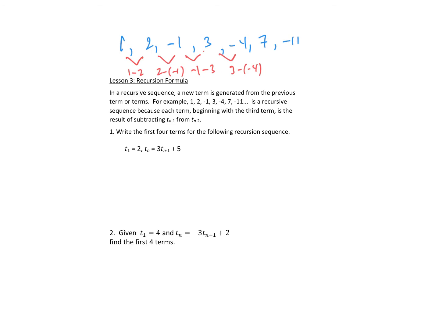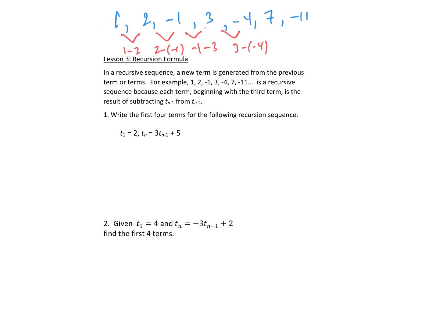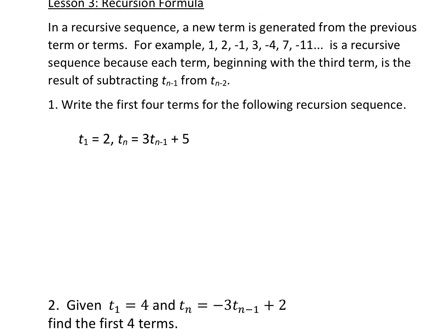When you get a recursive sequence, they will always give you the first term. So t sub 1 is the first term in that sequence. And then it will give you a formula to find the next term. This question wants us to find the first 4 terms. We already have the first one, which is 2. For the second term, I'm going to use this formula, t sub n, where n is 2. So I'll put the 2 in there.